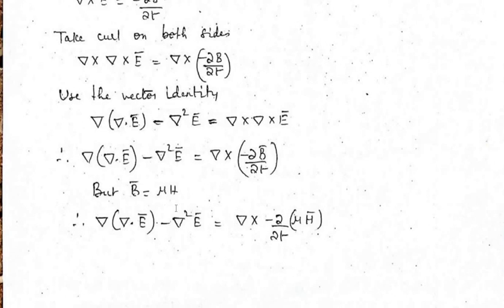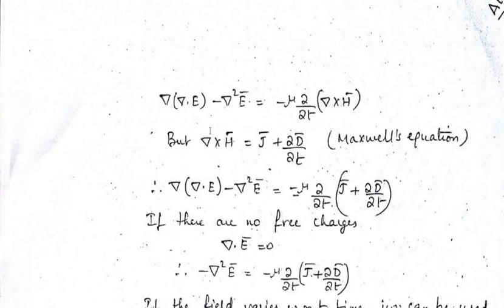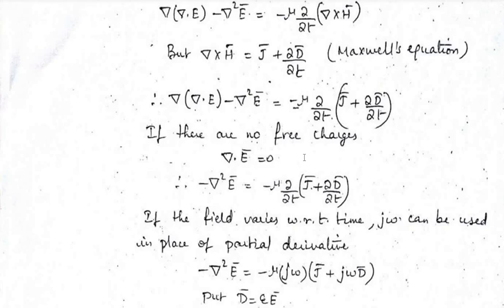So in place of B write mu H. So this becomes minus dou by dou t into mu H. So put mu aside and write dou by dou t into del cross H. But we have another Maxwell's equation, del cross H is equal to J plus dou D by dou t. So in place of this del cross H write J plus dou D by dou t. And if you consider any medium without free charges like free space or a dielectric, then the del dot E term will be equal to 0. So the first term on the left side becomes 0.